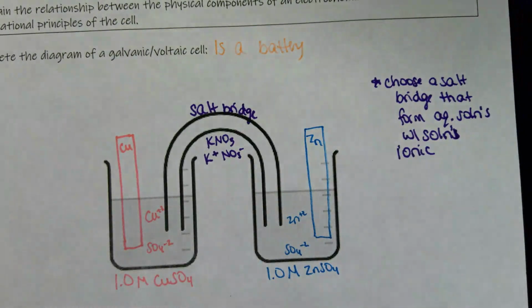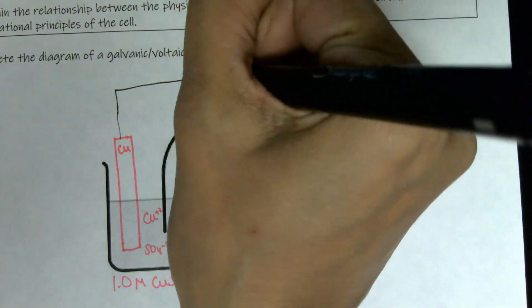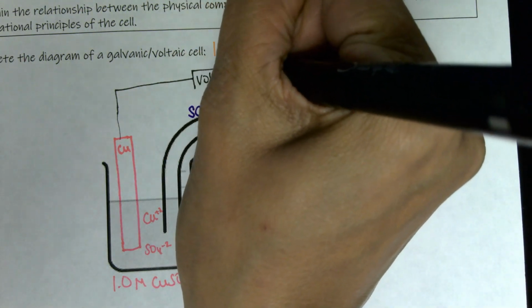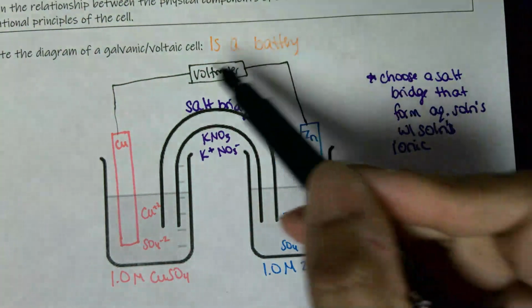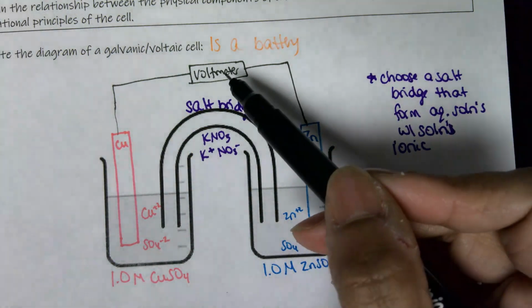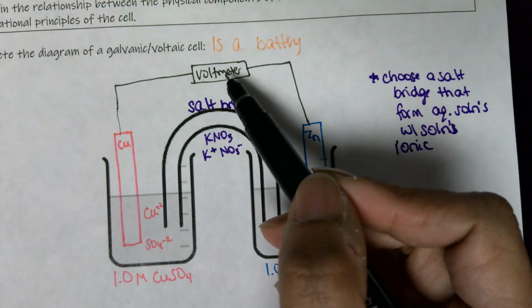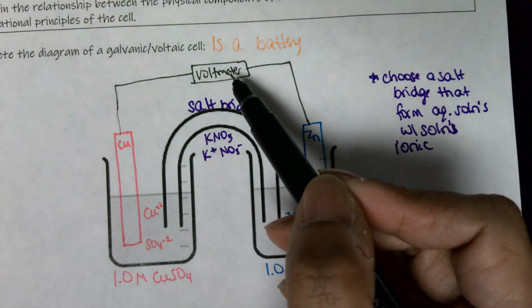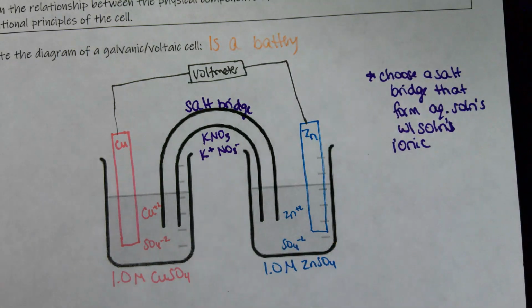Some other stuff to finish up our diagram here. We might have something in the middle, like a voltmeter or multimeter, and wires connecting them. This also might be, you might say, like a clock or a light bulb or something like that. Because remember, what we're doing is creating a battery. So we're trying to show how electrons are flowing and how electricity is being produced as a result of that electron flow.